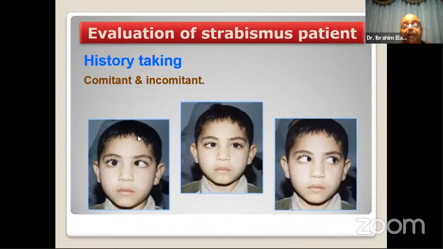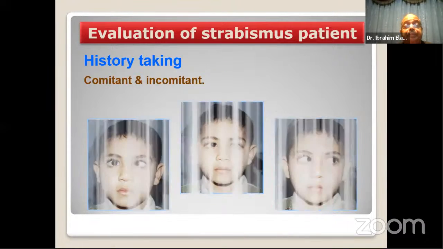Also, there is a case of right esotropia. Looking to the right, there is defective abduction. This is a case of sixth nerve palsy.